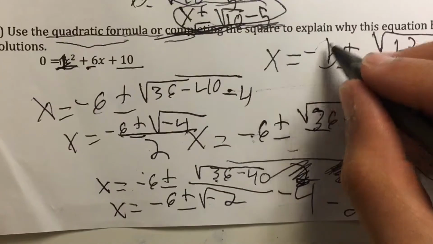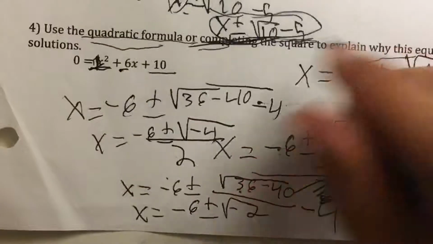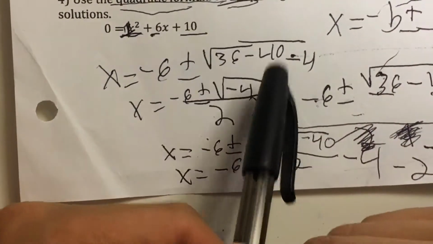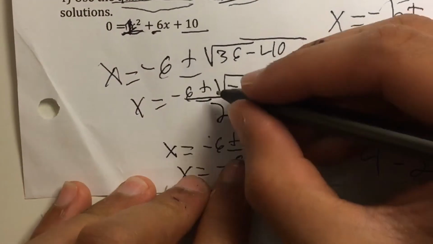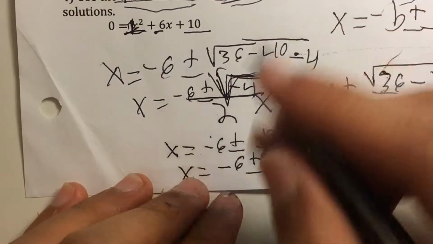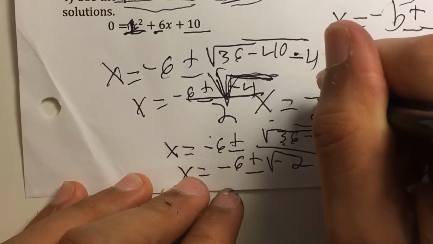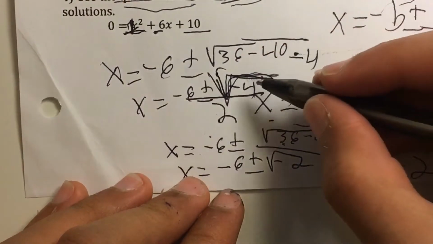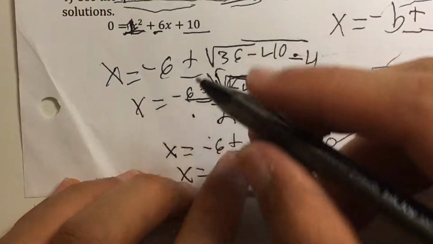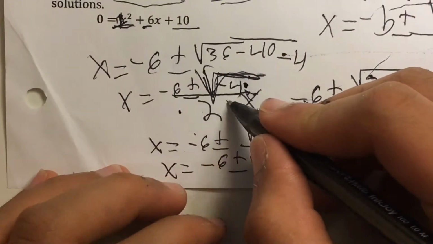Because this is saying, explain why this equation has no real solutions. So the reason why it has no real solutions is because there is no square root of negative 4, right? You can't multiply anything times anything to get the square root of negative 4. So essentially, you're just gonna leave it like this, okay? So that's really pretty much it.